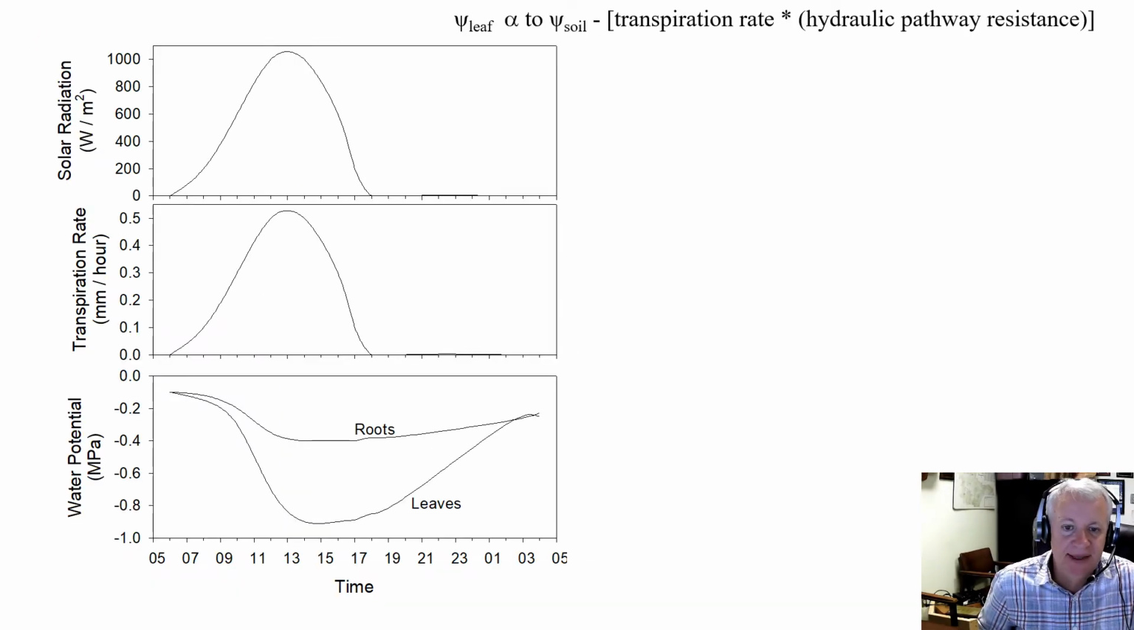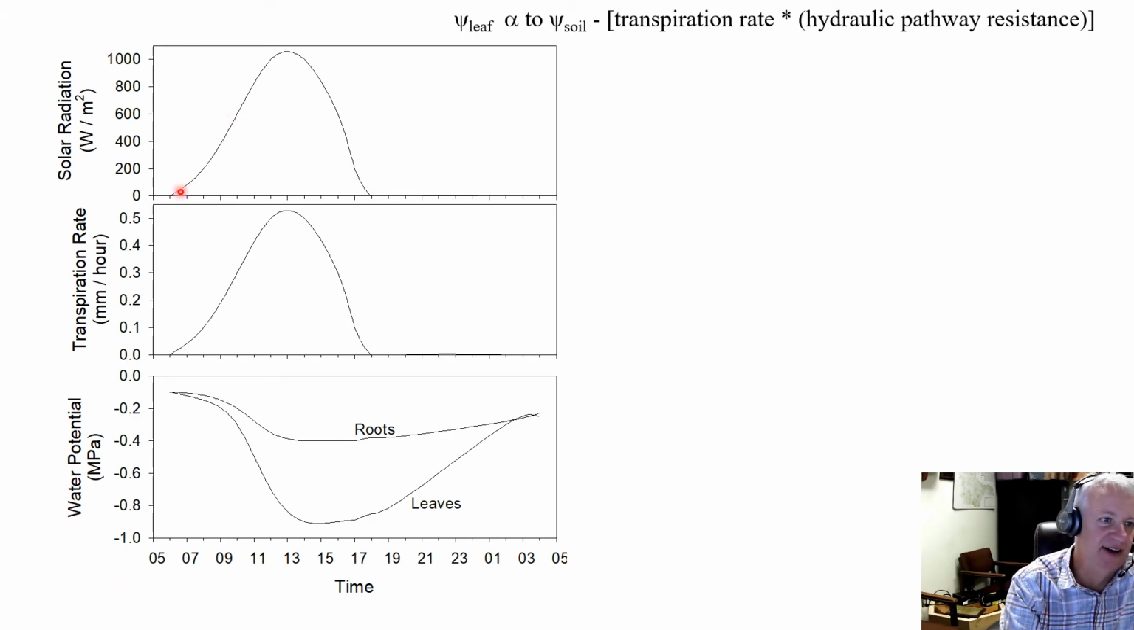So let's think about the implications of that heuristic equation that we just saw. Here's that equation. Let's think about its implication for variation in water potential across a 24-hour period. So this graph shows 5 a.m. to 5 a.m. over a 24-hour period. And we're looking at several panels. One is solar radiation here. This is transpiration rate. And then this is water potential of the roots and the leaves of a tree.